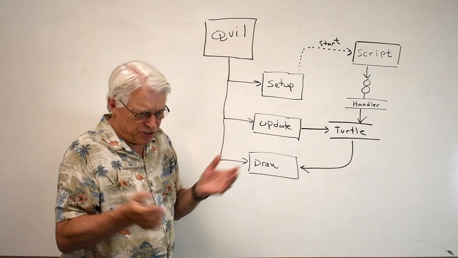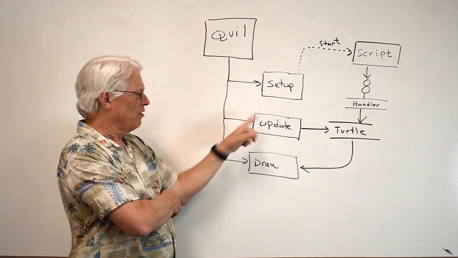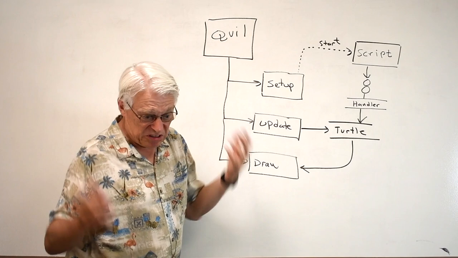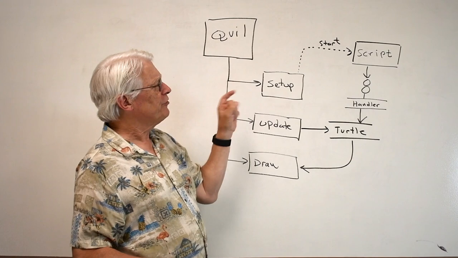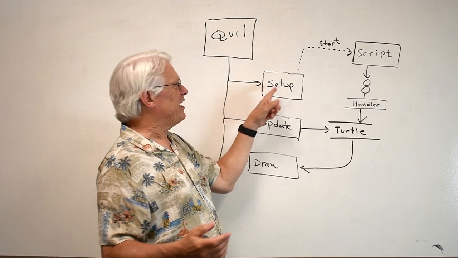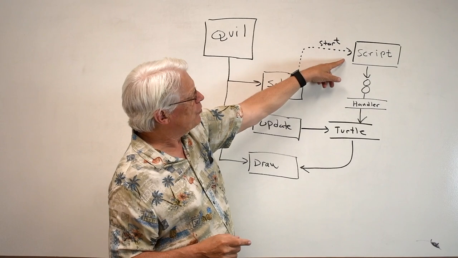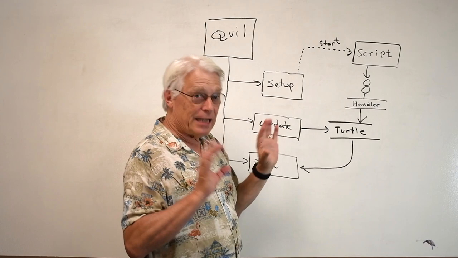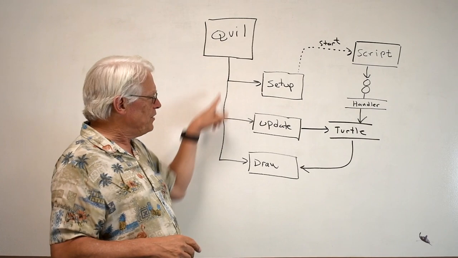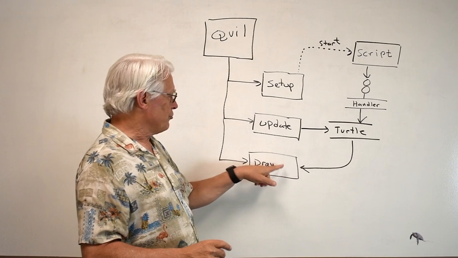So what I'm going to need to do is have Quill run in the background, and Quill is going to call the three callback functions to set up, update and draw every so often, like every 60th of a second or so. And then I'm going to have to run my Turtle Graphics script in another thread. So I'll have the setup start that thread, and then the Turtle Graphics script is going to have to communicate through a channel to some handler that will update the data structure that describes the screen. I call that the turtle. And then the update callback will also update the turtle to animate it. And then the draw function will read from the turtle to draw it on the screen.